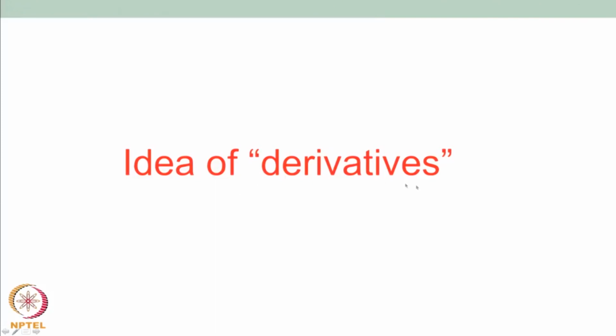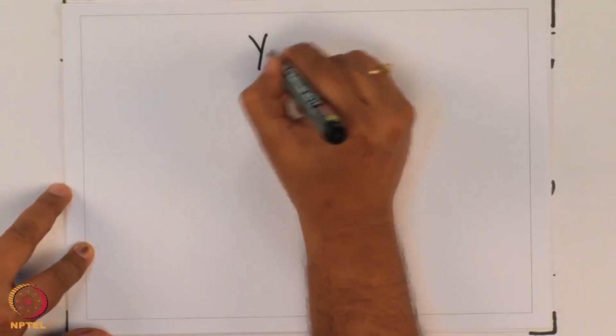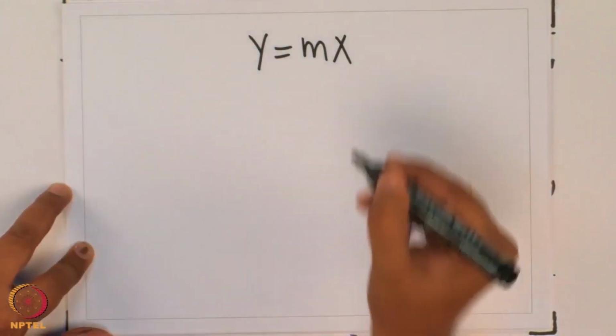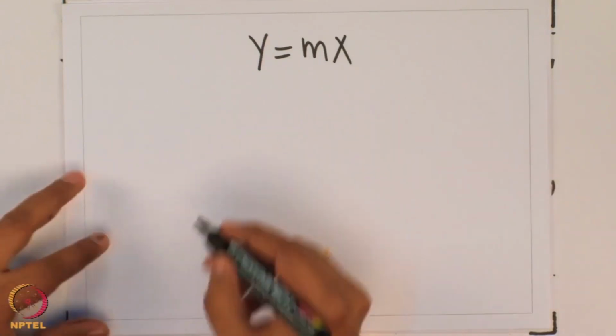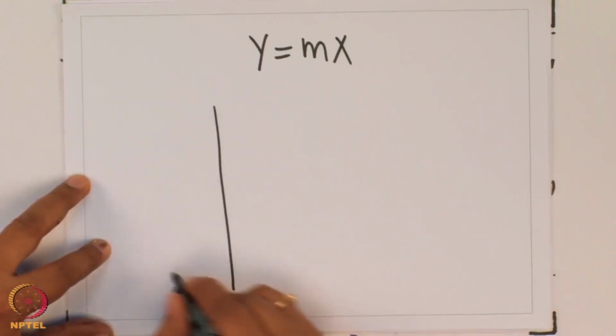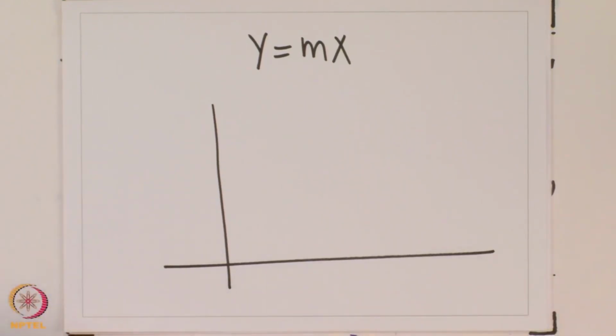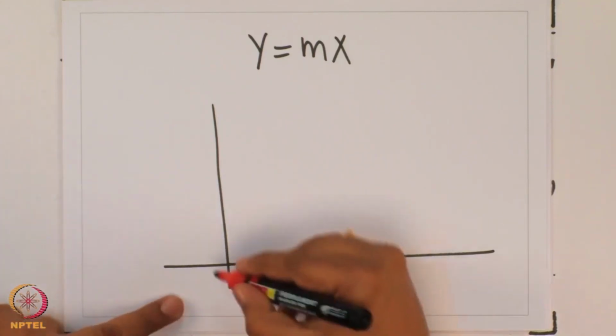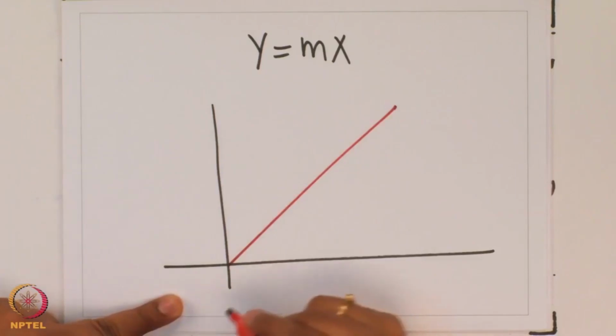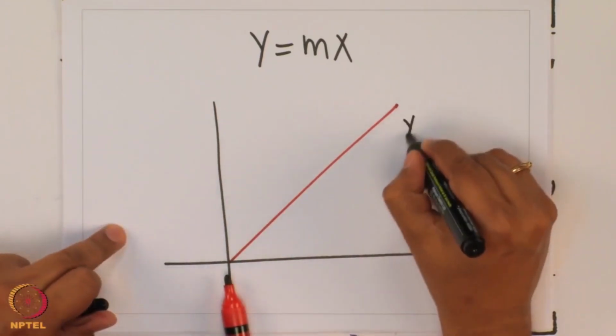I will tell you what a derivative means, but before that let us recall the y is equal to mx graph that we learned. We had a simple graph, y is equal to mx for different values of m. So let us try and plot that again. When we had m is equal to 1, it was just y is equal to x, and it would look like this.